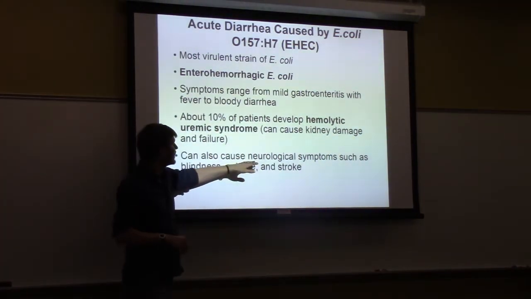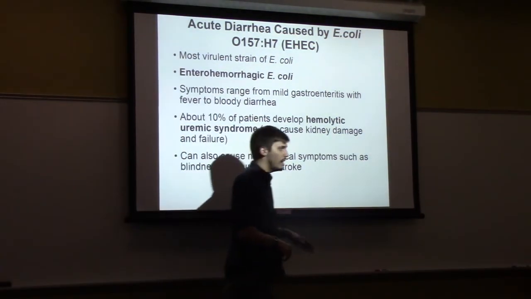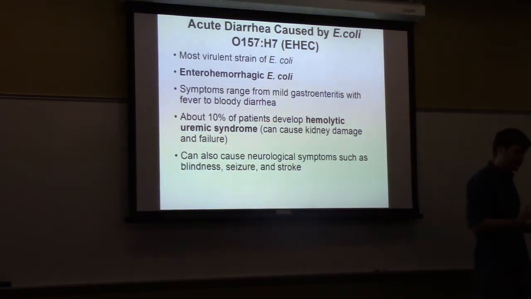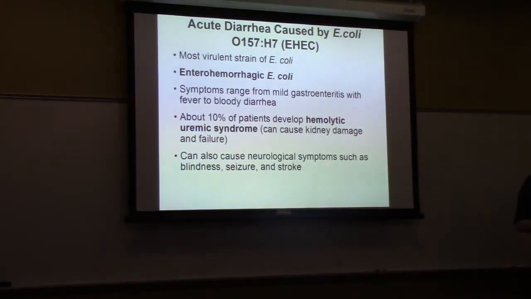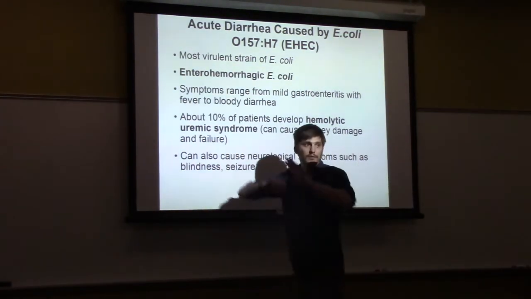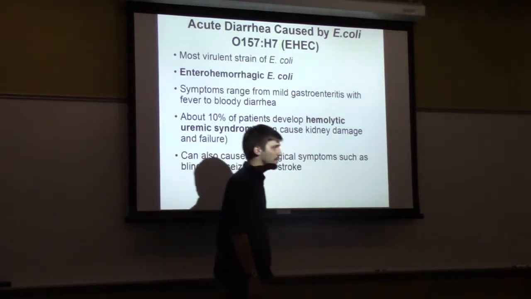Also, occasionally this toxin can cause neurological problems, blindness, seizure, and stroke. Okay? This hemolytic uremic syndrome, or HUS, occurs in about 10% of patients that become infected with this. And so this is why whenever there is an E. coli outbreak, you hear about it all over the news, there's recalls everywhere, because this could be the potential pathogen.